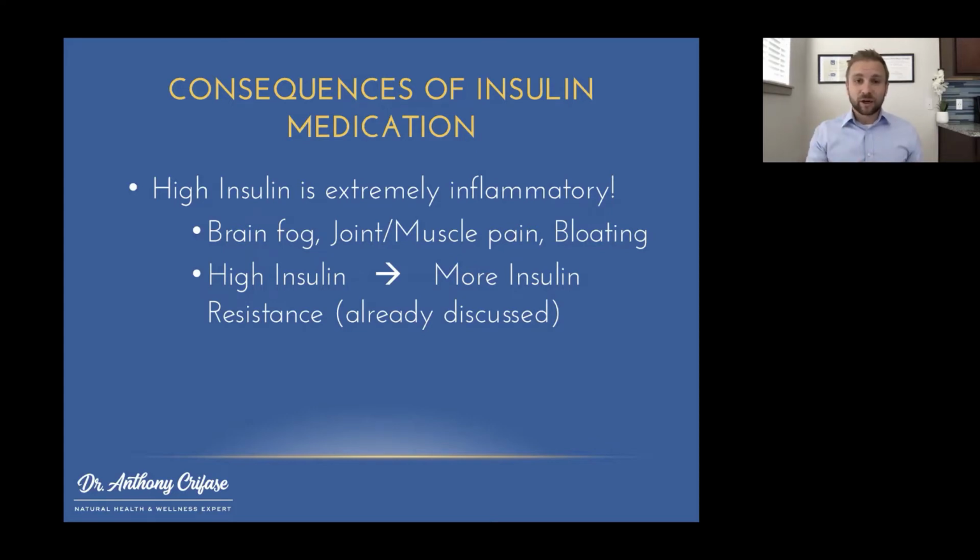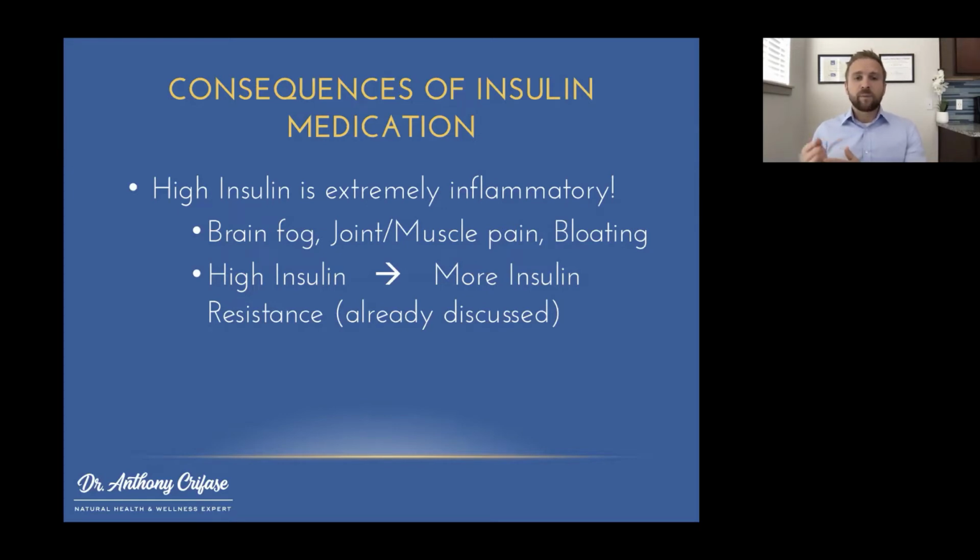So insulin causes systemic inflammation. It's not just one body part. This is all over the body. So increasing inflammatory levels or inflammatory load causes a lot of problems, okay? Brain fog, joint and muscle pain, bloating. High insulin, as we mentioned, also leads to more insulin resistance because the body becomes desensitized, as we discussed.